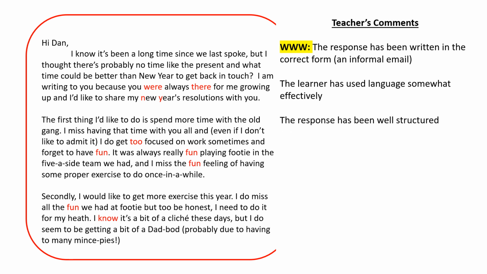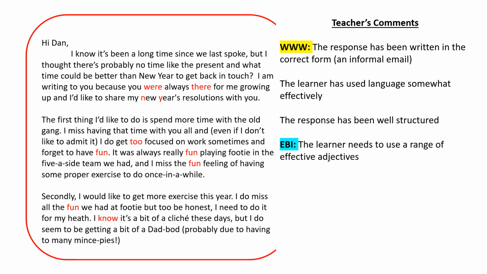The response has been well structured, so by that we mean that it's been set out in an appropriate manner and it's been written in paragraphs. EBI then, so this means even better if. So these are the things that the learner would need to do in order to get a higher mark.